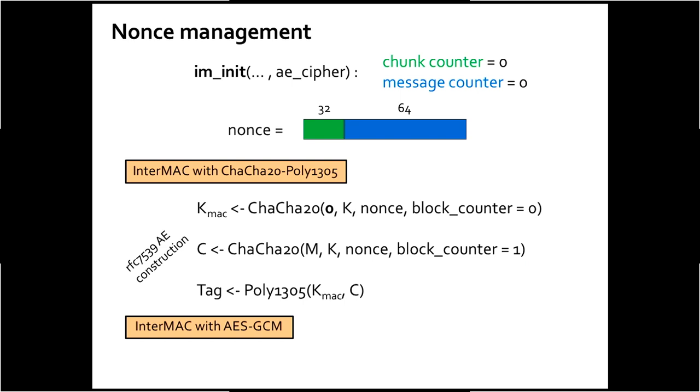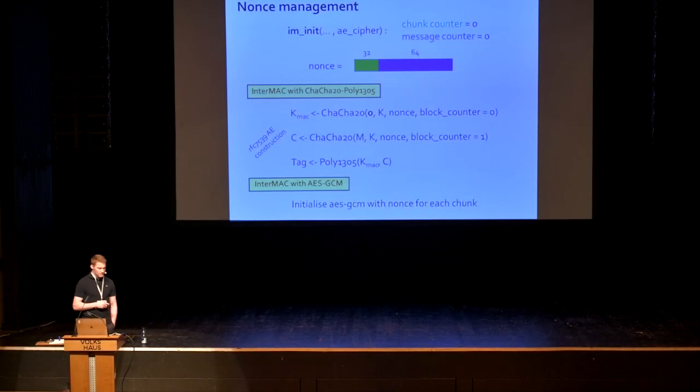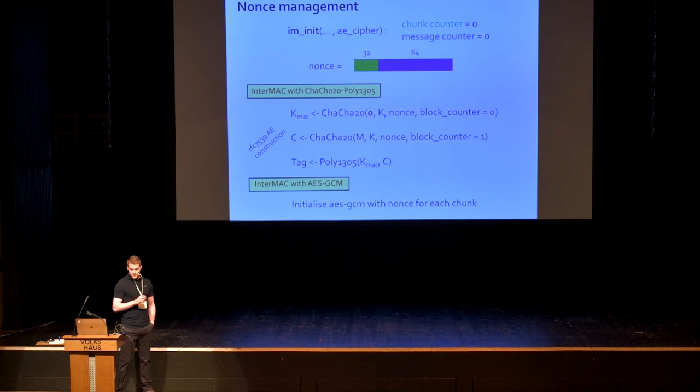Okay, so how do we do nonces when InterMAC is using AES-GCM? It's pretty simple. We just initialize AES-GCM with the nonce for each chunk. This can maybe be pretty costly, but InterMAC uses OpenSSL to provide AES-GCM support, and we haven't really found a way to avoid this per chunk initialization.